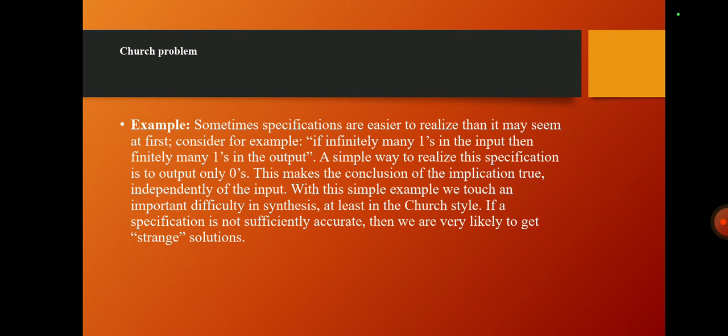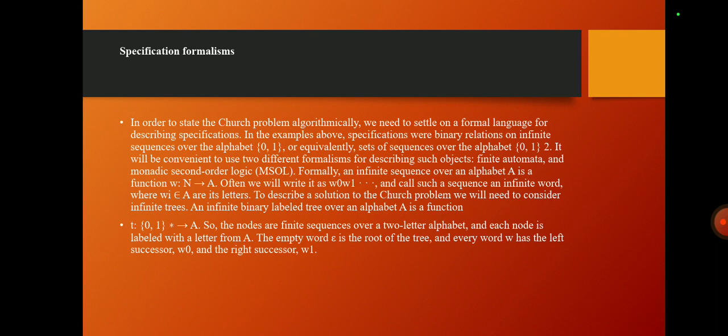So a simple way to realize this specification is to output only zeros. This makes the conclusion of the implication true independently of the input. In order to state the Church problem, we need specification formalisms. These are binary relations on infinite sequences over the alphabet 0, 1, or equivalently, sets of sequences over the alphabet. It will be convenient to use two different formalisms for describing such objects. One is finite automata, another one is monadic second order logic, that's nothing but MSOL.